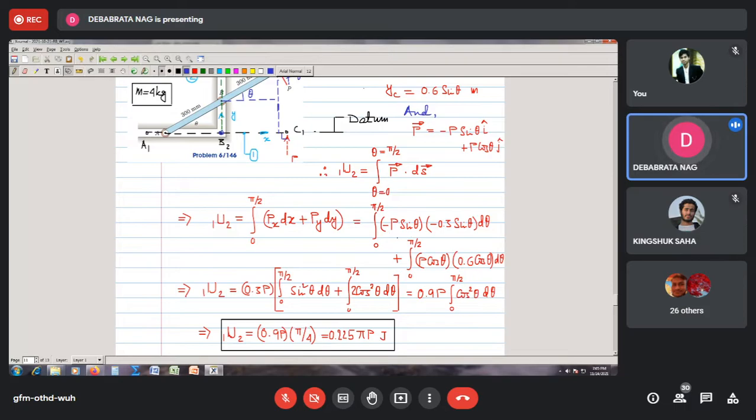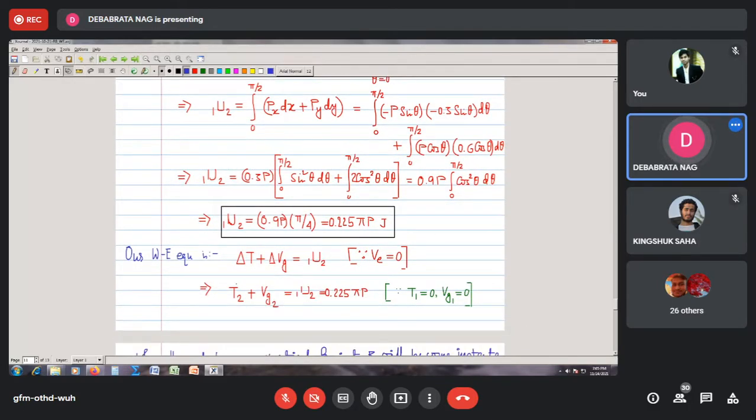So you see the total work done will be something like this. You do all these integrations and all, and numerically when you substitute everything, it turns out to be 0.225 pi P joule. Now this is the work done by the external force. So our work energy equation is delta T plus delta Vg equal to 1u2. We don't have any spring, so V is taken to be 0. So our one term is dropped, and since in your initial configuration everything was 0.